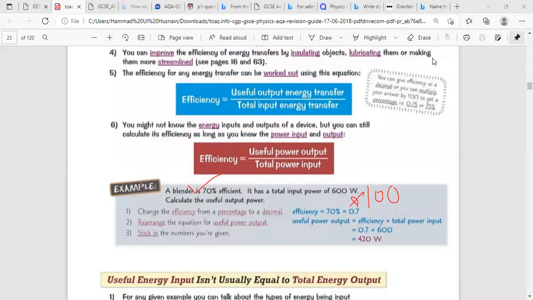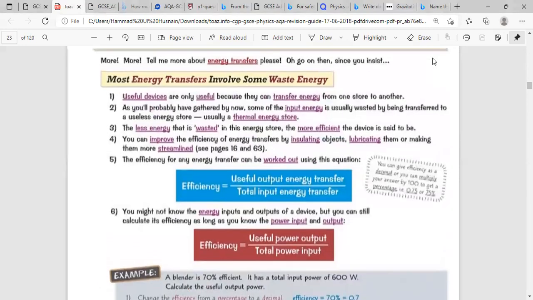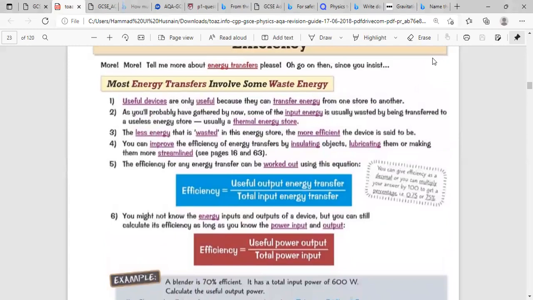Let me remove these things. Okay, so can you solve this example? Please read it out, and let us see if you get the concept of efficiency or not. A blender is 70% efficient. It has a total input power of 600 watts. Calculate the useful output power. Can you calculate this output power? So you would do.